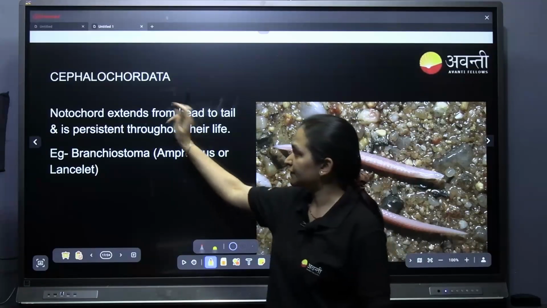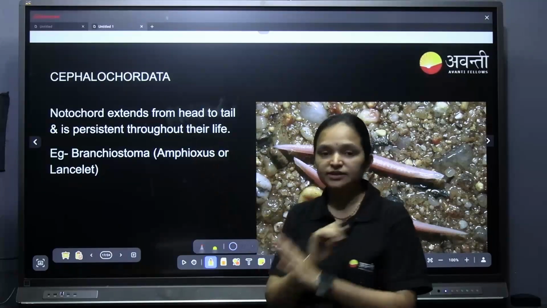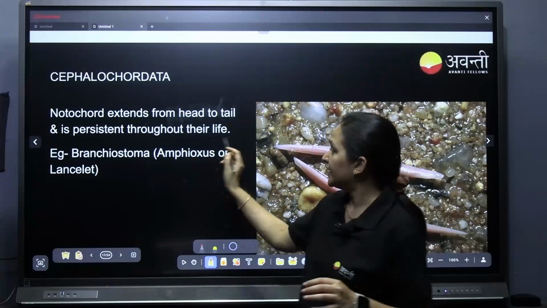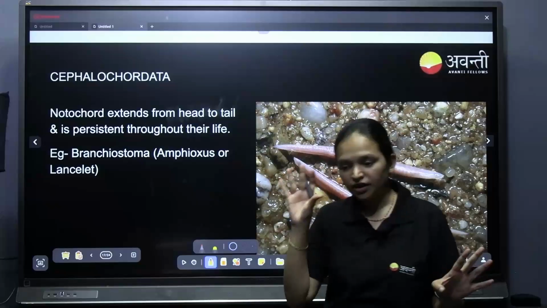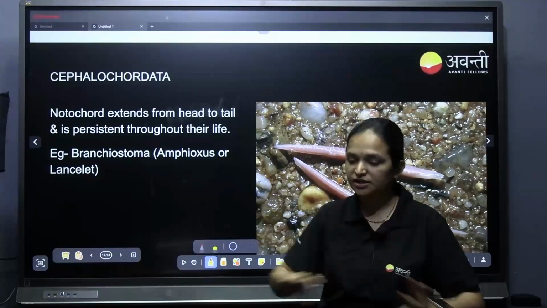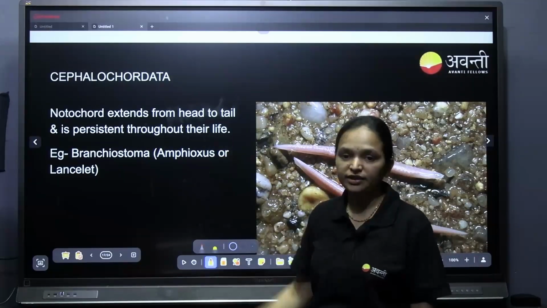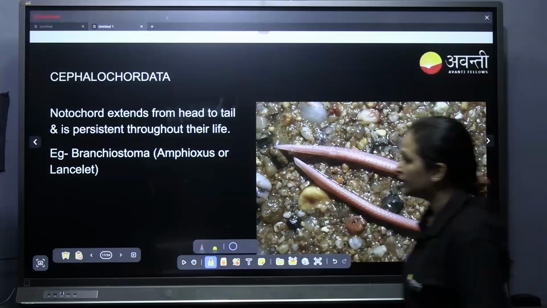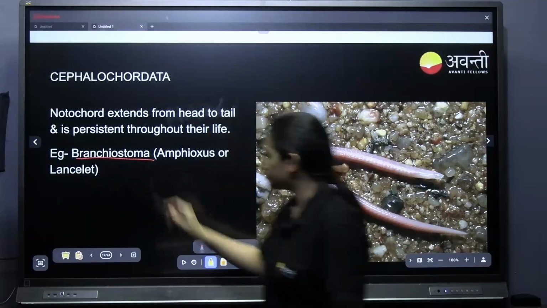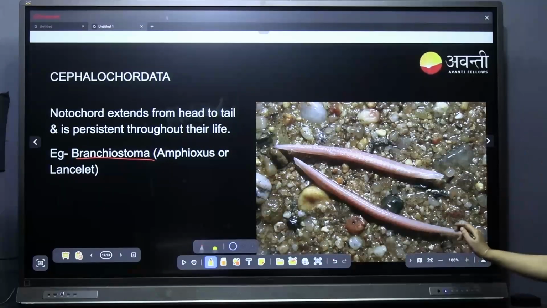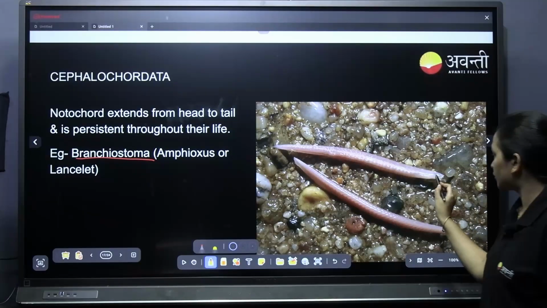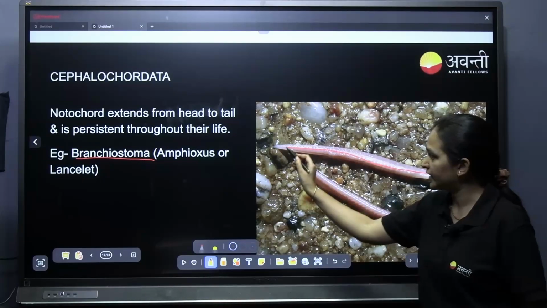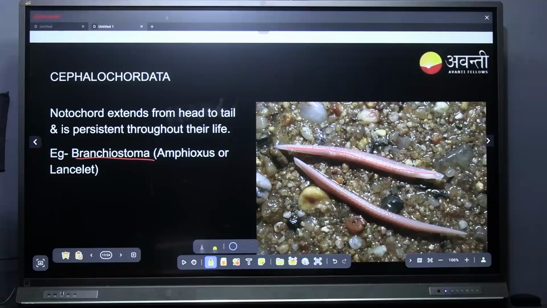And in cephalochordates, the notochord extends from head to tail. In all of them the notochord is present, and it is persistent throughout their life. Whether larval stage or adult stage, it is persistent throughout their life. Cephalochordates, example: branchiostoma, amphioxus. This is branchiostoma, you can see this, and the notochord is present here, ventral, present throughout their life.